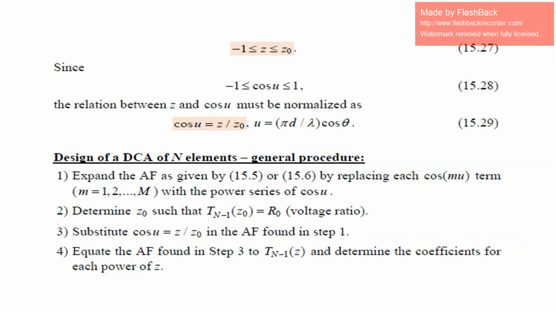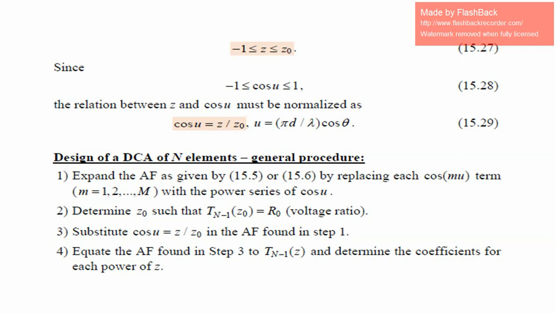Then z lies between minus z0 and z0, where z is equal to cos u. Since cos u is limited to between minus 1 and 1, the relation between z and cos u must be normalized. Then cos u is equal to z upon z0, where u is equal to pi d upon lambda cos theta. Then, how to design a Dolph-Chebyshev array of elements: the general procedure.